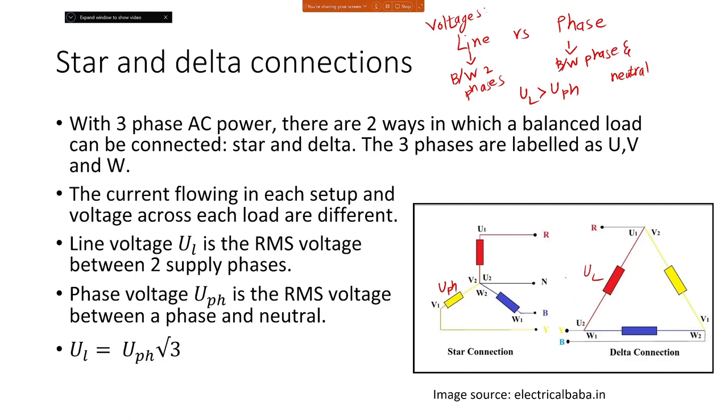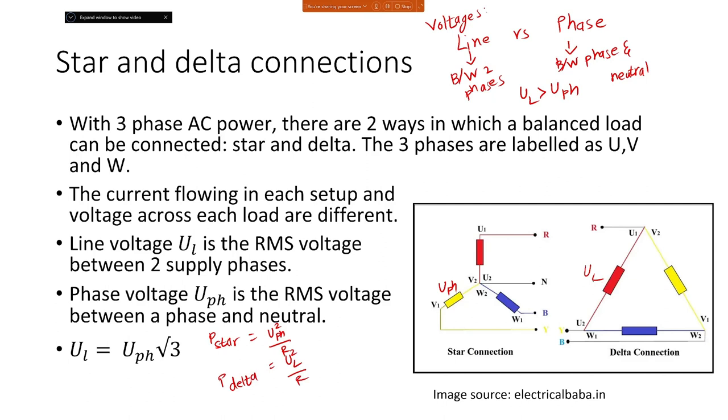Let us do a small thought experiment here. Let us look at the power made by this resistor. In the case of star, what is the power dissipated by a resistor? The formula is V square by R. So U phase squared by R. In delta, it is UL squared by R. And the three resistors are the same.